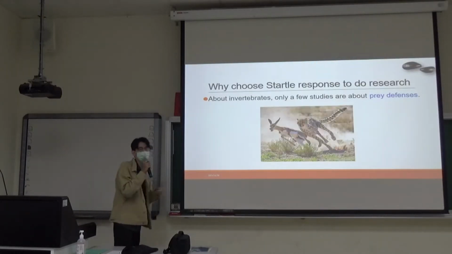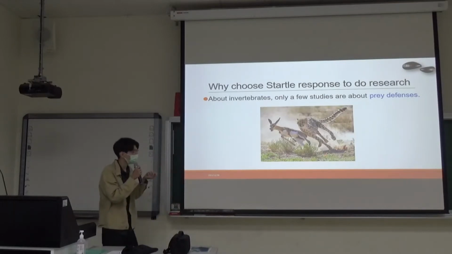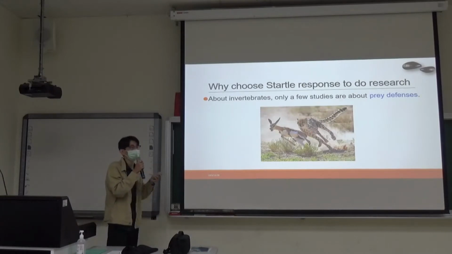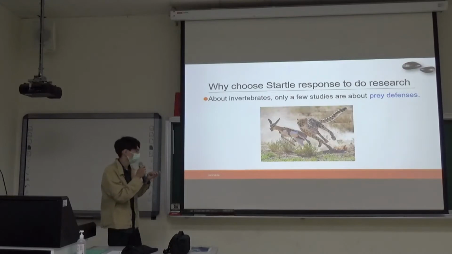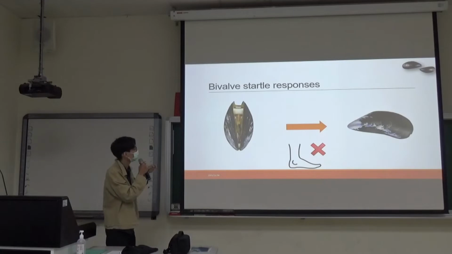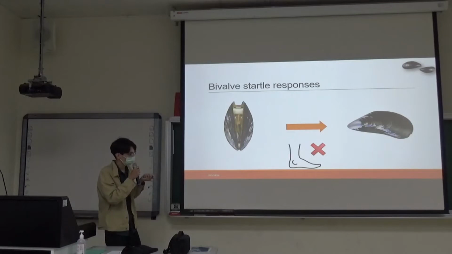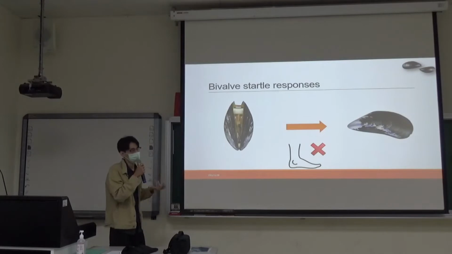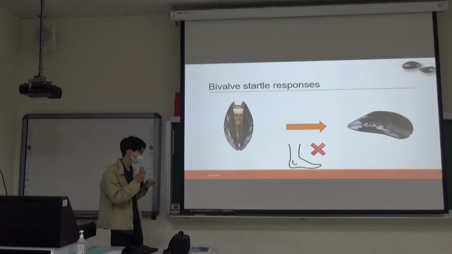Okay, first, you may ask what a subtle response is. You can see this picture, like mammals. They can just run away to prevent being eaten by the predator. So this is a kind of prey defense, and also a kind of subtle response. And about the bivalves, they cannot run away because they don't have feet like mammals, so they just close their shell to prevent being eaten by the predator. So this is the bivalve subtle response.